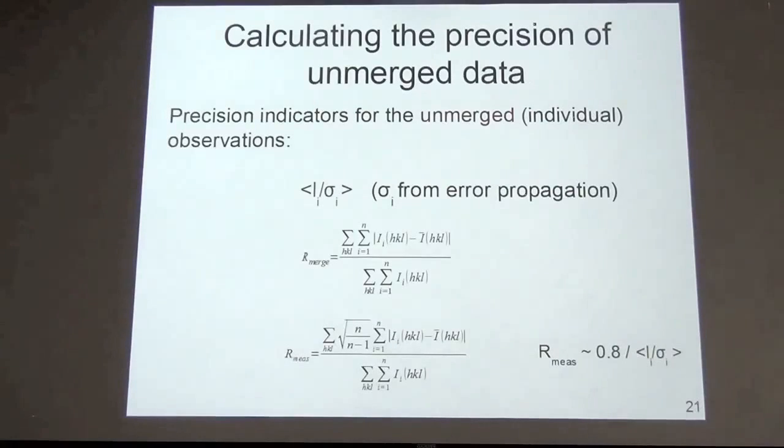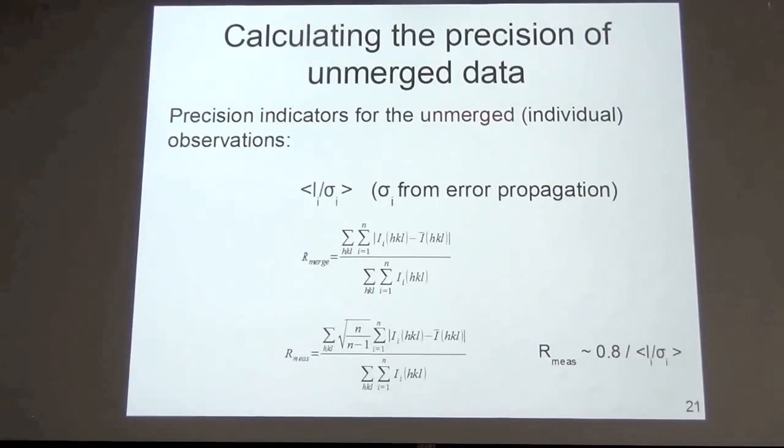So now comes the next concept: unmerged data precision and merged data precision. Yeah? We have seen we can always calculate precision, not accuracy. Let's do it for the unmerged data. Let's do it for the merged data. So what can we do? Precision indicators for the unmerged data. Try to collect them here. I over sigma of individual reflections averaged over a reflection shell. That is what data processing programs give us.